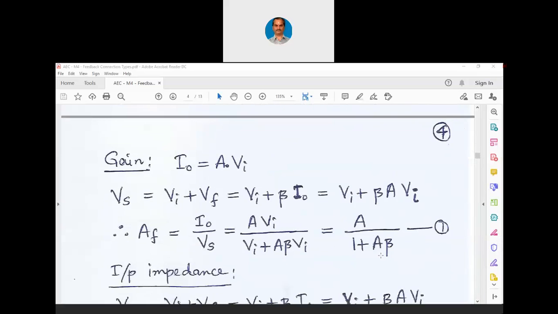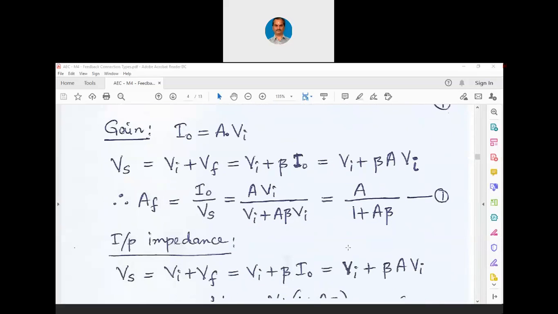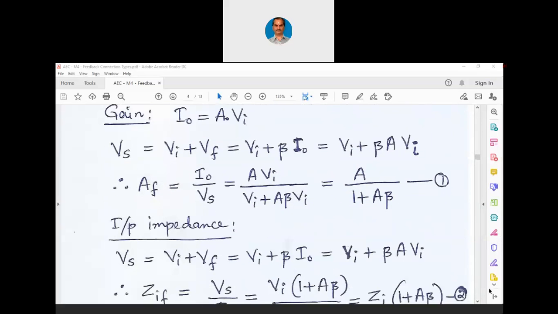So let us proceed to the derivations now. Now here the gain is I naught is equal to A into Vi. When the gain is A into Vi, Vs is equal to Vi plus Vf, or Vs is equal to Vi plus beta into I0, or again we can write the expression for I0 as A into Vi. Therefore, the gain with feedback is I naught by Vs.